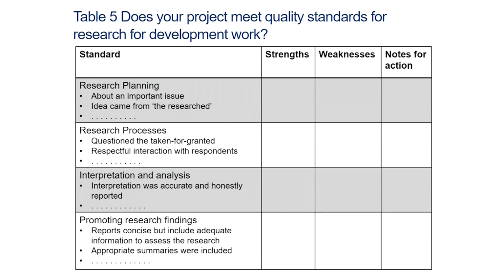With regard to interpretation and analysis, some of the standards that need to be kept in mind are whether interpretation was accurate and honestly reported or not, whether analysis included consideration of alternative interpretations, what was the broader policy context, the wider research findings and so on. With regard to promoting research findings, reports must be concise but include adequate information to assess the research, appropriate summaries must be included, recommendations must arise from the findings, and findings may be fed back to the research participants in appropriate ways and so on.